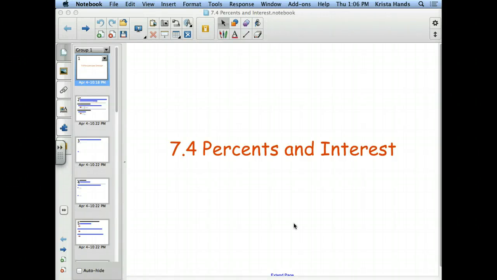Right, our last section in chapter 7 is going to talk about the one piece of decimals that we haven't talked about yet, and that's percents, okay? And partly related to percents is this idea of interest, so it's going to come into play at the end of this particular section as well.